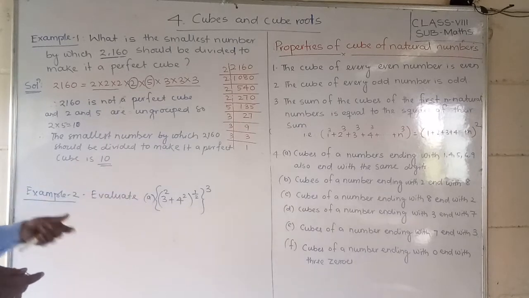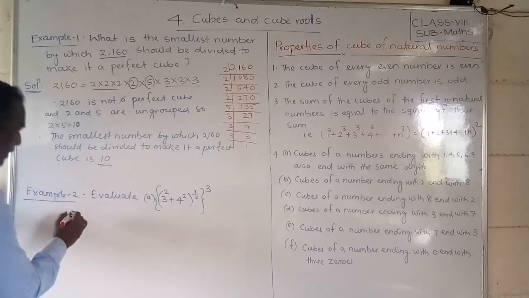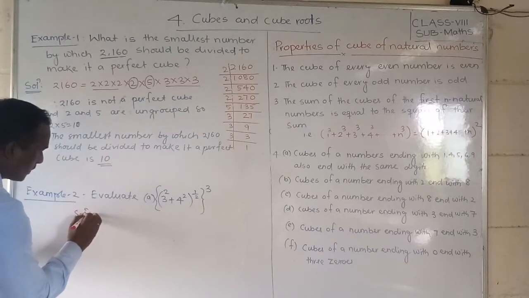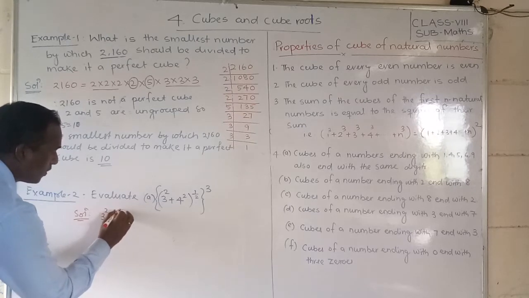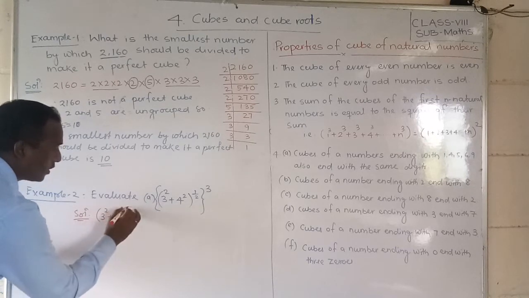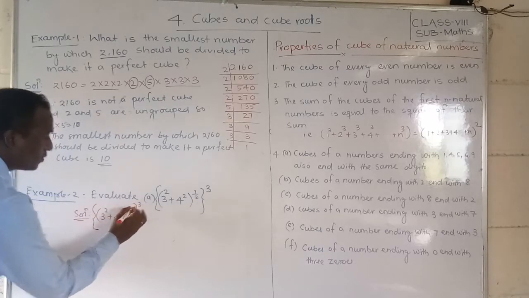Evaluate this. Evaluate means find the value, friends. First of all, write down here, friends, solution, and write down the question first: (3 square plus 4 square) to the power 1 by 2, and here, cube.